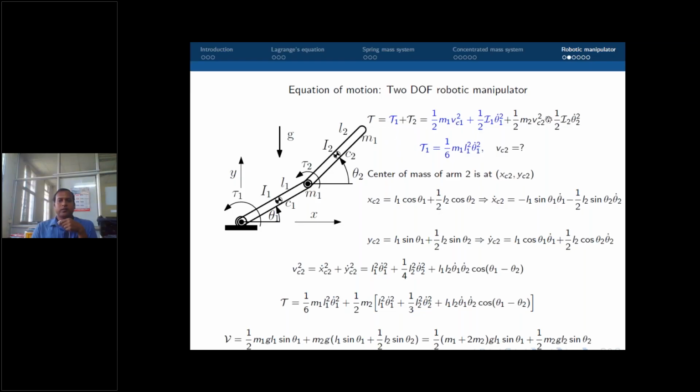This vc2 squared we will substitute into the expression of kinetic energy. Finally, we have the kinetic energy T equals the first part, 1/6 m1 L1 squared theta 1 dot squared, plus the second part, half m2 times vc2 squared, which we have calculated here. Now, what is the potential energy of the system? For the potential energy of the first arm, we calculated it in our previous example, and then we have to write down the potential energy associated with the second arm. Again, the ground level is the zero potential energy level. So now the potential energy is defined. In the next slide, we will define the Lagrangian of the system.